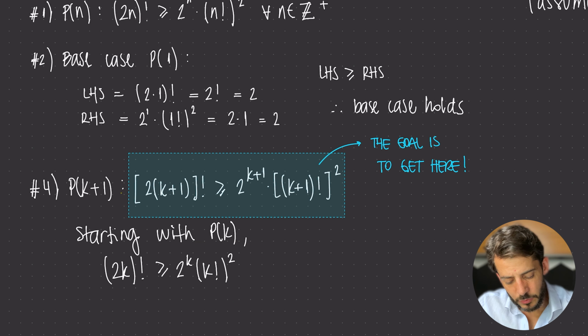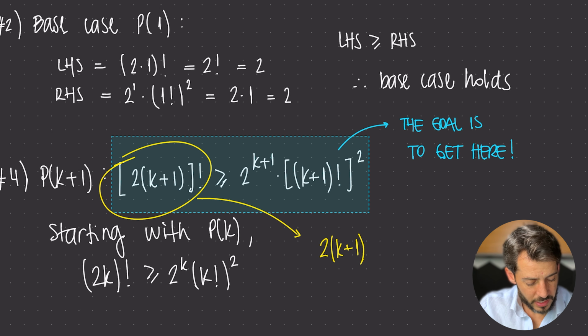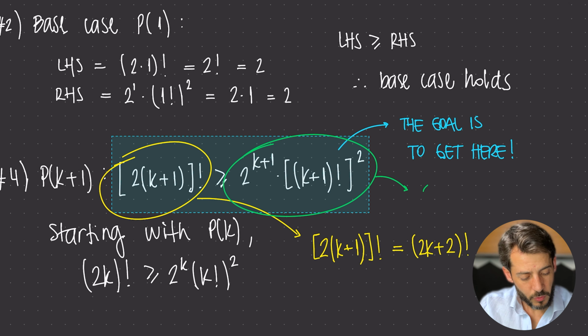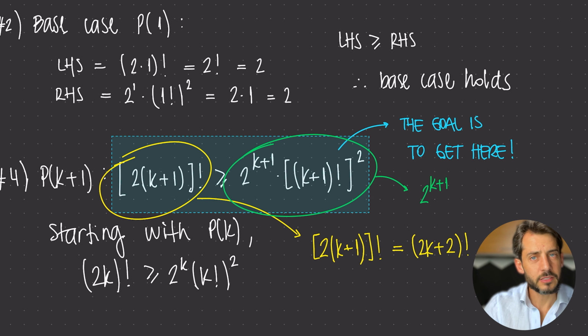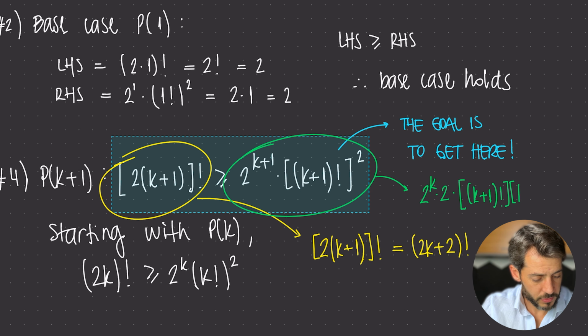First of all, let's see what's inside the left-hand side. We have 2 times k plus 1 factorial, which is the same as 2k plus 2 factorial. And over here, on the right-hand side, we have 2 to the k plus 1, which can be rewritten as 2 to the k times 2 times k plus 1 factorial to the power of 2, which, of course, can be rewritten as k plus 1 factorial times k plus 1 factorial. Now let's see where we can begin.